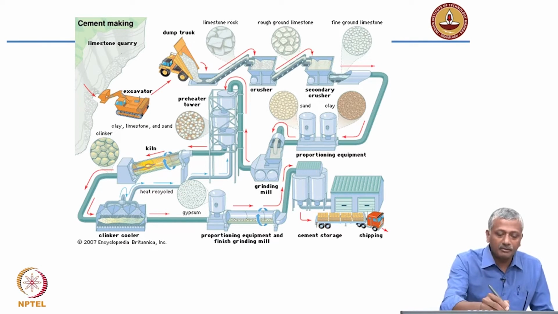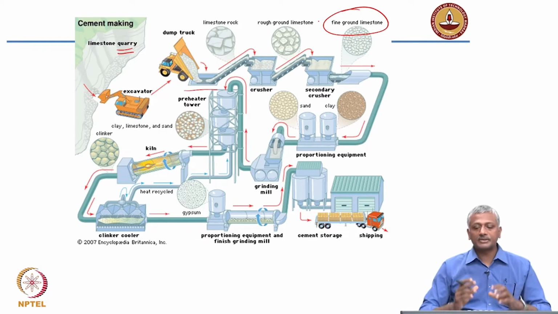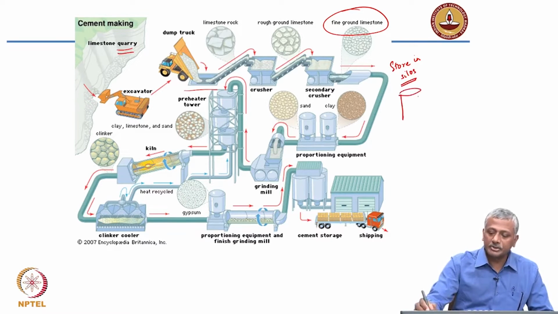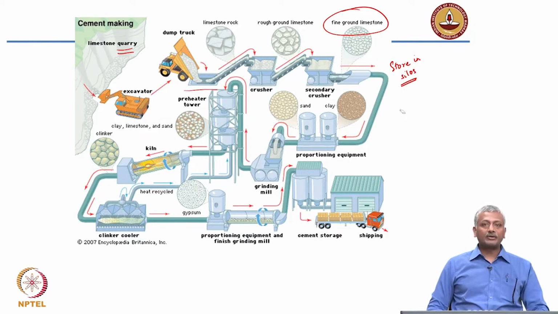So, this is basically a schematic that describes your Portland cement production process. You have your quarry from which limestone is getting extracted. After extraction, it goes through some crushing, right. You have a primary crusher, secondary crusher and so on. Finally, you get fine ground limestone of the right size, and that gets stored in silos. A silo is basically a vertical cylindrical structure. You might have seen silos for grain, silos for cement and other materials. So, you store the fine ground limestone in silos.